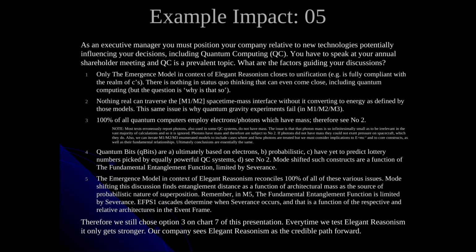And so for these reasons, we still choose Elegant Reasonism on that way back in the business impact chart. We still choose Elegant Reasonism because it preserves and protects the current investments in knowledge and research. It allows us to mode shift that into alignment with the unified universe, and therefore it illuminates and illustrates the path forward better than status quo thinking because it closes to unification. And so for that reason, the SOLREI company views Elegant Reasonism as the critical path forward.